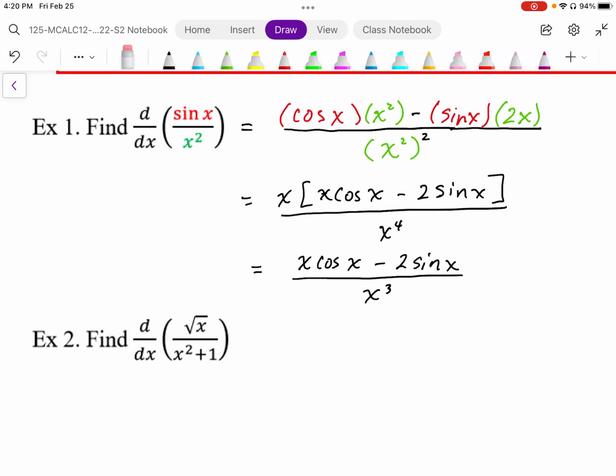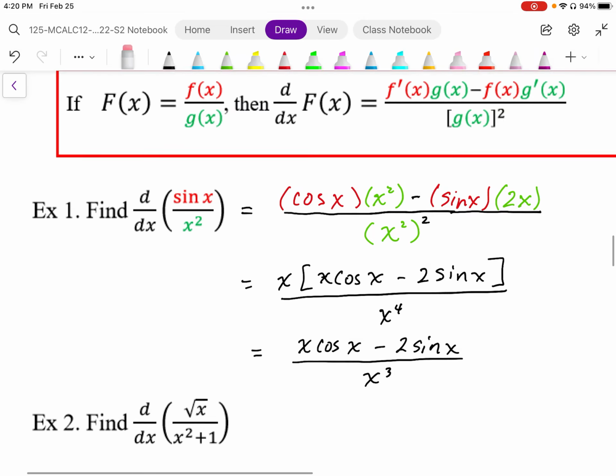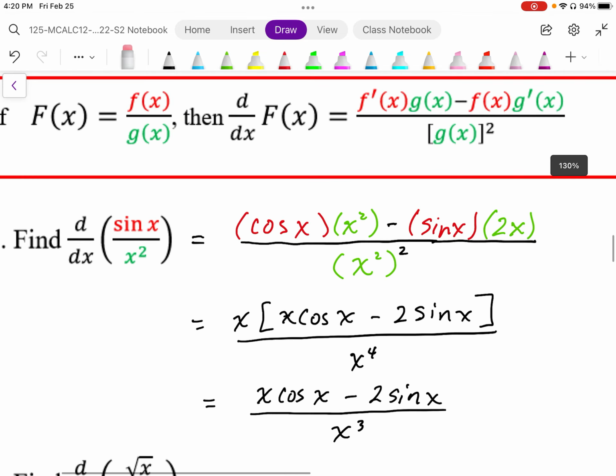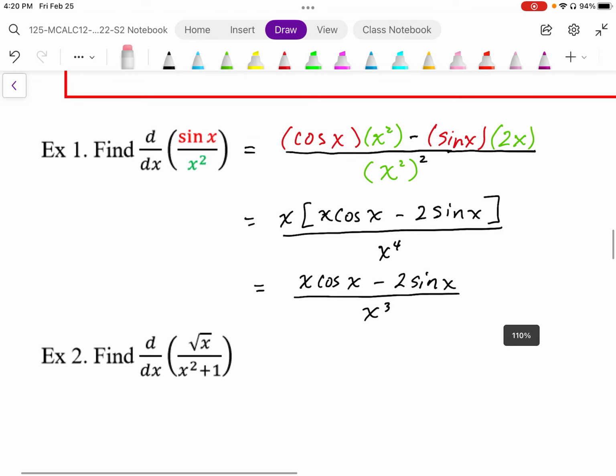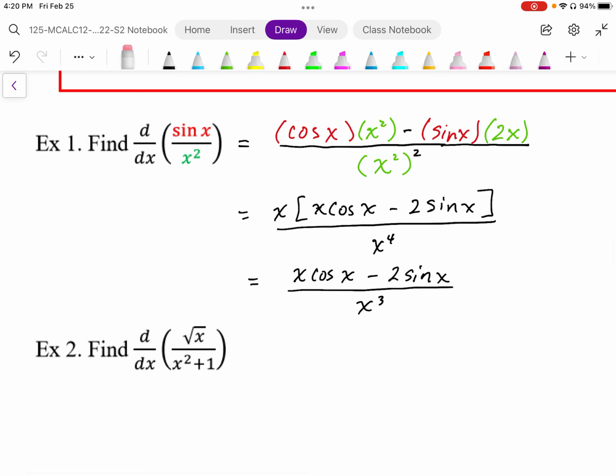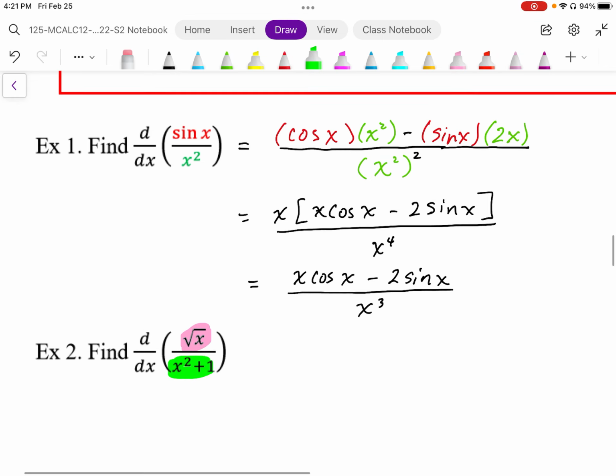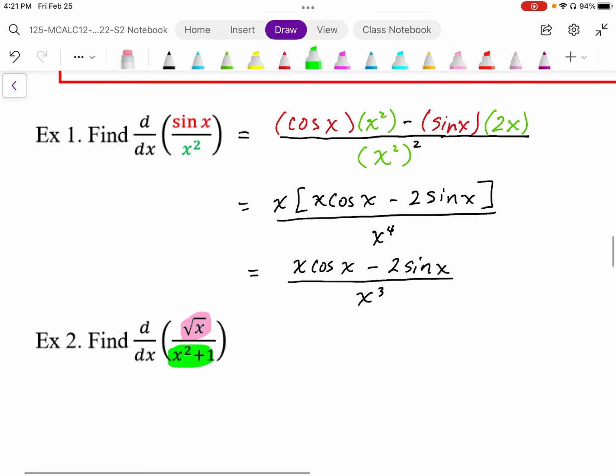In example one, all we really did was take a look at our rule that we were given and apply that rule to that expression. So again, I'm going to do the same thing here. I'm going to take my numerator, highlight that in pink, and my denominator, I'm just going to highlight in green. And I'm going to apply the rule that I have up here. I can see the rule highlighted in the previous example.